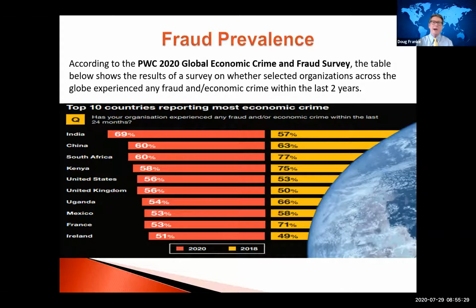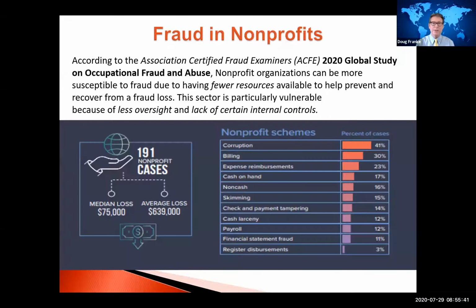So think about that. If half of the organizations that PwC works with have fraud, and these are organizations that probably have money and controls in place, can this happen to you? And probably the answer is yes, it could happen.